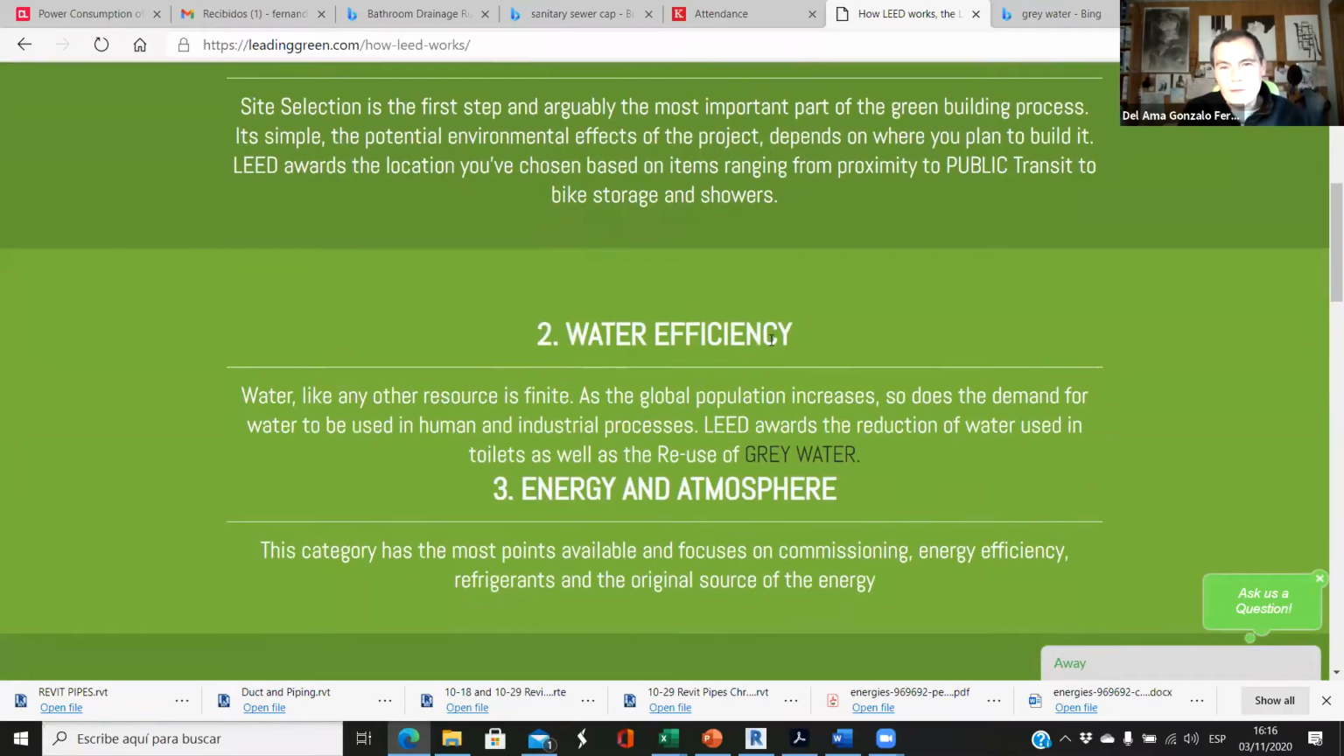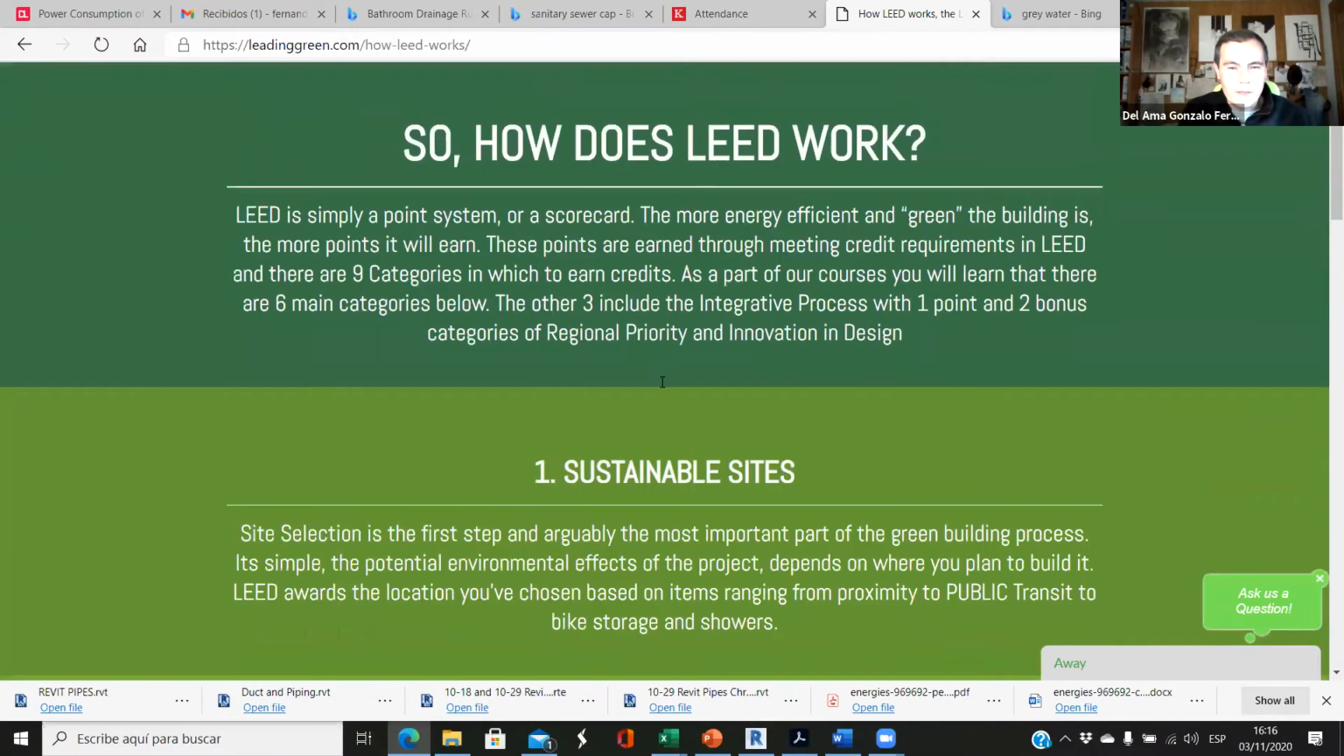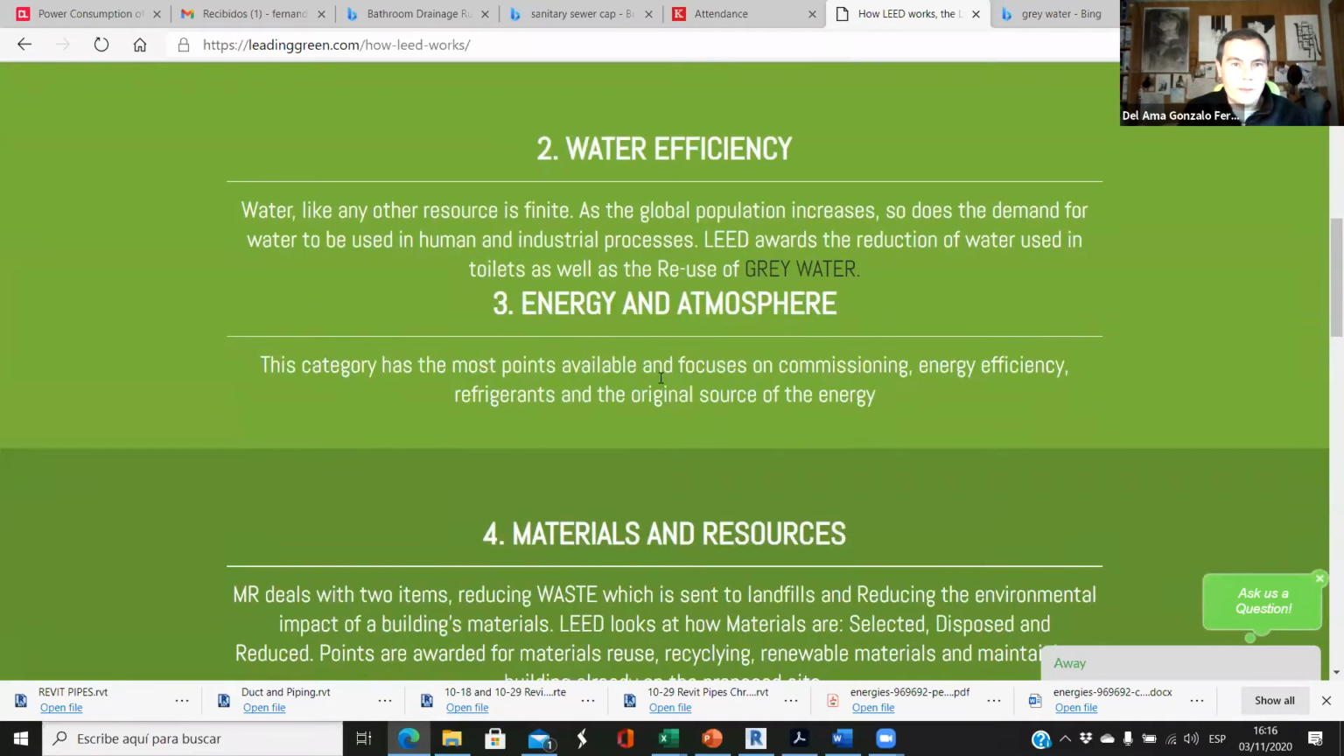And the second is water efficiency. So this is what I meant. We have to reduce the water used in the toilets, okay? And we have to reuse the gray water. So by doing this, we will gain points in this LEED classification, and our building will be better. And then we have energy and atmosphere. So this is about energy efficiency and CO2 emissions. We have talked about this.